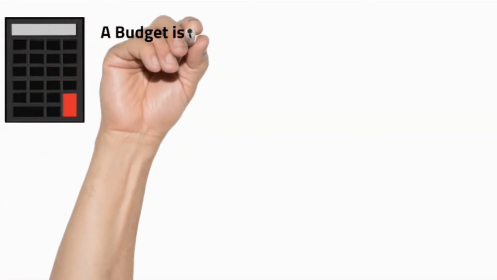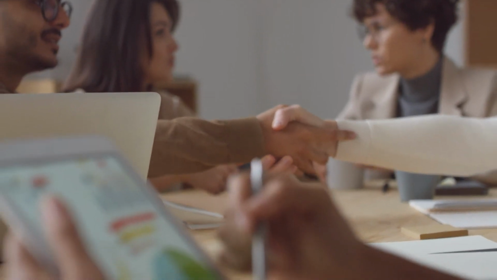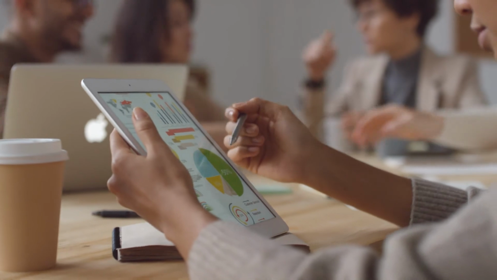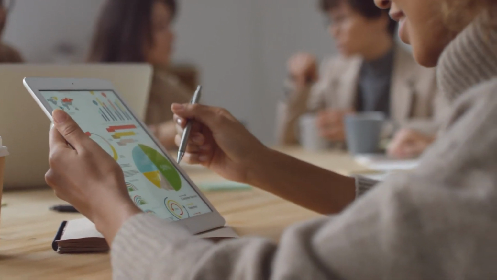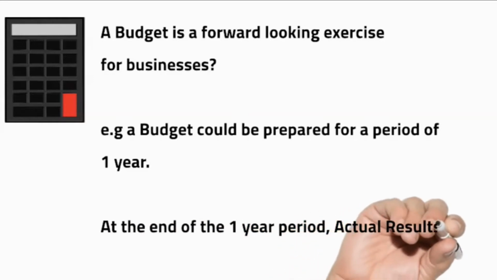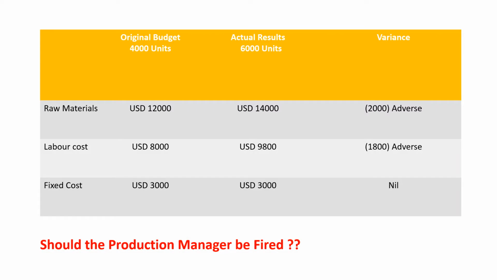A budget is a forward-looking exercise for businesses in general. For example, a budget could be prepared for a period of 1 year or more, and at the end of the 1 year period, actual results are compared against the budgeted results. Let's look at an example. Imagine we have drawn a budget at 4,000 units, and our actual results for the year is 6,000 units.